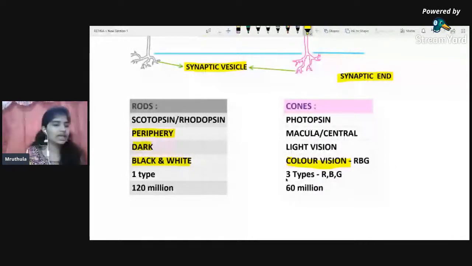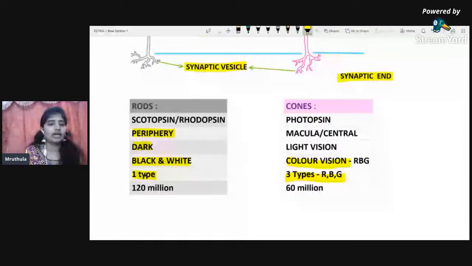But in the case of rods, we just have one type. We have just one single rod. If it is not stimulated, you will see black color. If it is stimulated, you will see white color, and if there is gradual stimulation, you will see shades of gray. So rods are meant for seeing black or white or the shades of gray. Then cones are meant for the primary colors red, blue, and green, and based on those shades, we'll see other different colors.